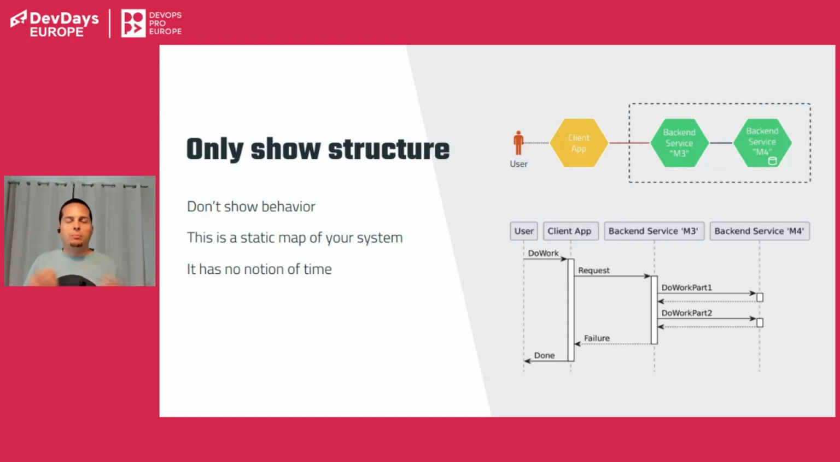If we're talking about behavior, which is obviously very important because it's mostly the reason why we're building our product, we should use additional diagrams like the sequence diagram that you see on the right side to describe behavior. And this is where I think UML comes in really handy.